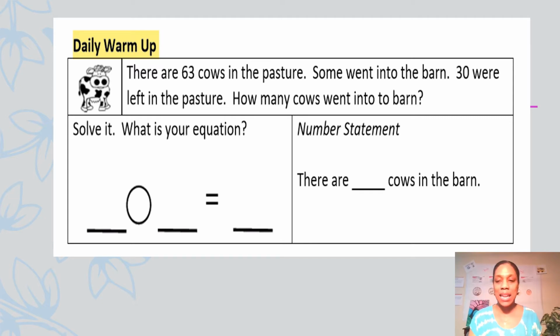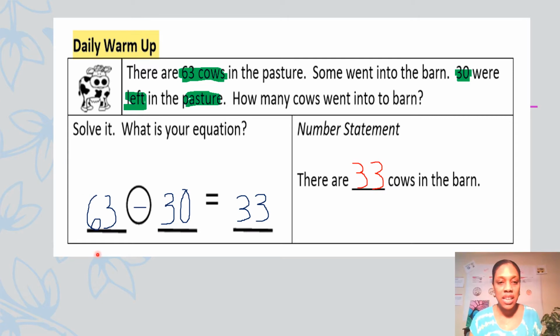Well, I'll start to highlight some important information. In total, we know that there are 63 in all. Well, how many of those were left in the pasture? We know 30 were left in the pasture, in the grassy area, outside in the field. That's what a pasture is. But then some of them decided to leave and go to the barn. We need to figure out how many. I want you to press pause here and see if you can find out how many went into the barn.